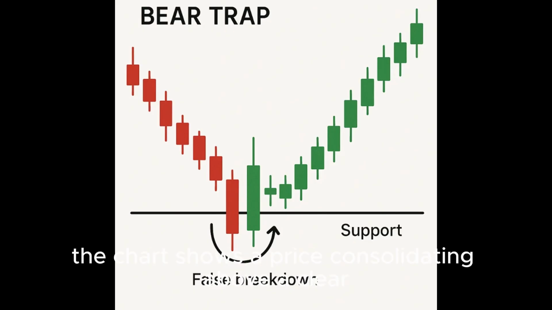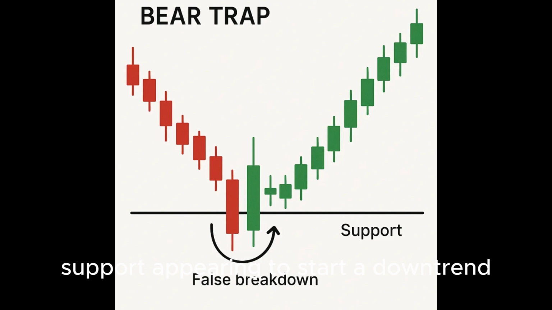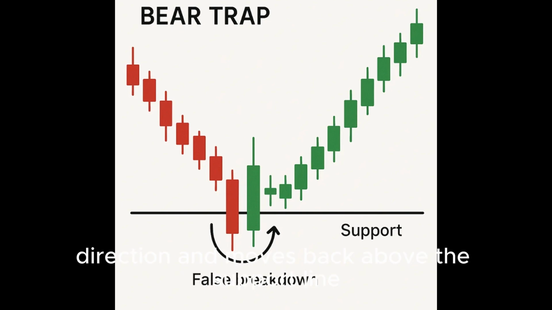Okay, next. The chart shows price consolidating above a clear support level. Price breaks below that support, appearing to start a downtrend. Sellers enter the market expecting continuation lower. Volume remains muted during the breakdown. Price then quickly reverses direction and moves back above the support line. The failed move downward traps short positions and triggers a rally, confirming a bear trap before the subsequent bullish phase.